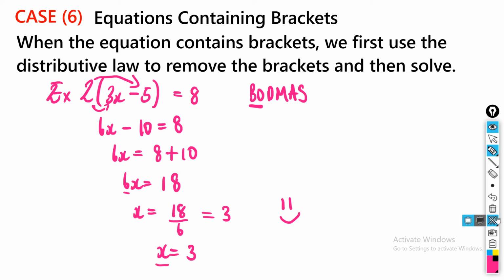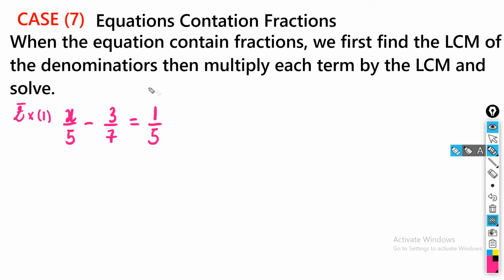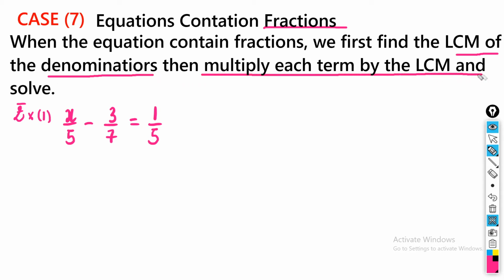Okay, guys. All right, guys, so now we're going to be looking at case 7. And in case 7, we're looking at equations containing fractions. Cool. So we have one simple step here, right? Two steps pretty much. It says when the equation contains fractions, we first find the LCM of the denominators, then multiply each term by the LCM and solve. Cool. So that's really simple.